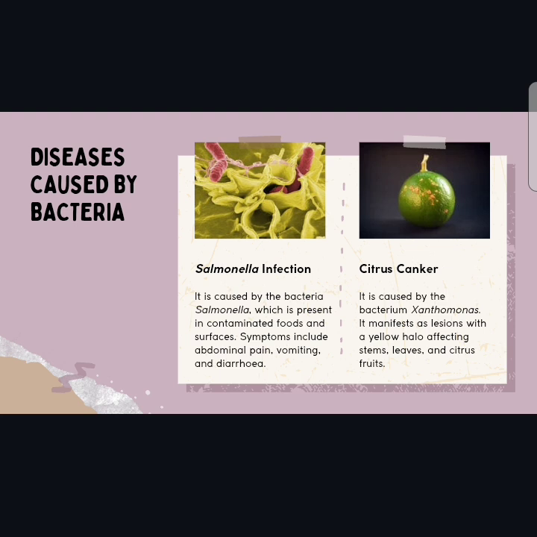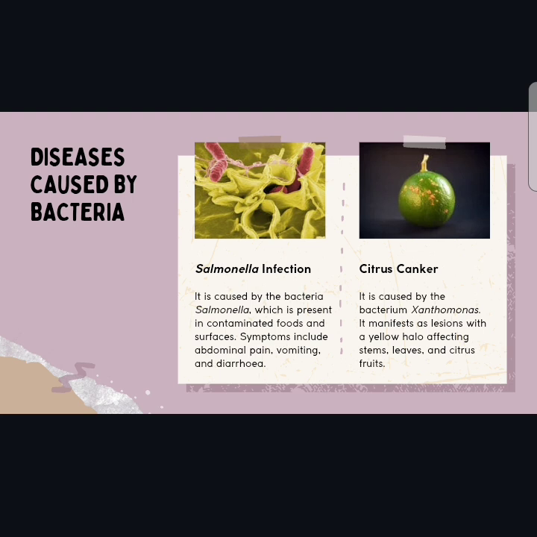In the next diagram, you can see a citrus fruit, and the disease that is caused is known as citrus canker, and it is caused by Xanthomonas bacteria. It creates lesions with yellow spots on the citrus fruit, its stem, as well as on its leaves. This disease affects crop quality and production, making it a major concern for farmers. These examples show how bacteria can affect both humans and plants.